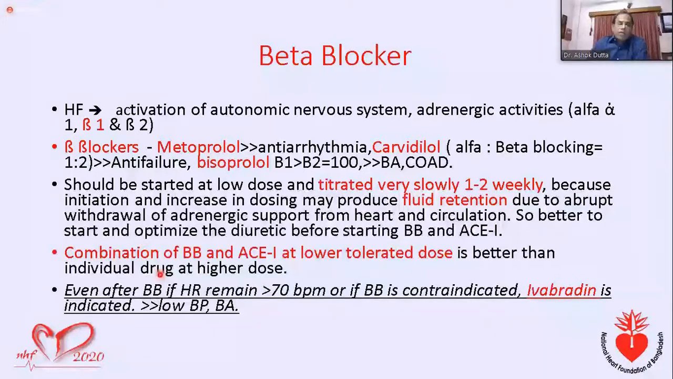And a combination of beta blocker and ACE inhibitor at a lower tolerated dose is better than an individual drug at a higher dose. Even if with a beta blocker the heart rate remains 70, then ivabradine is a choice, especially in patients with low blood pressure and bronchial asthma. But it should not be used in patients with atrial fibrillation. Sometimes ivabradine may precipitate atrial fibrillation.